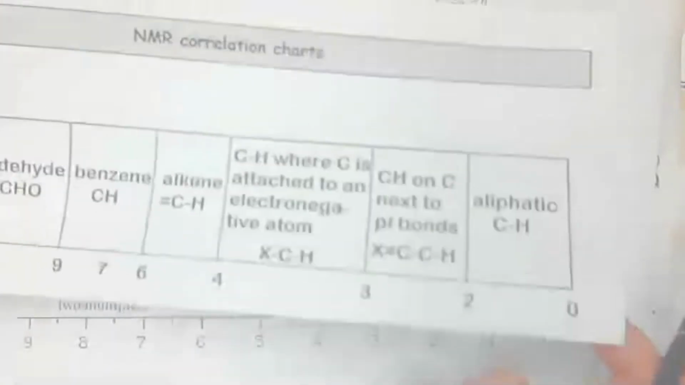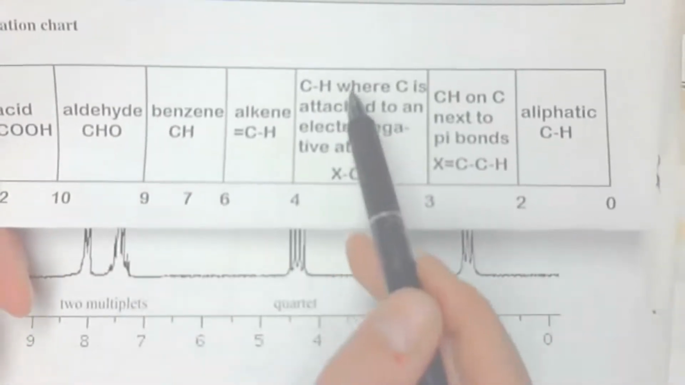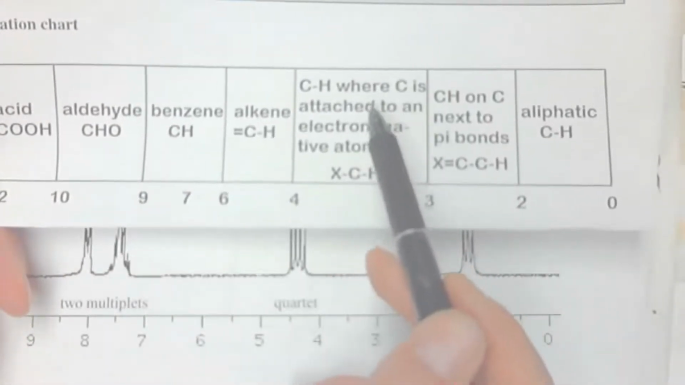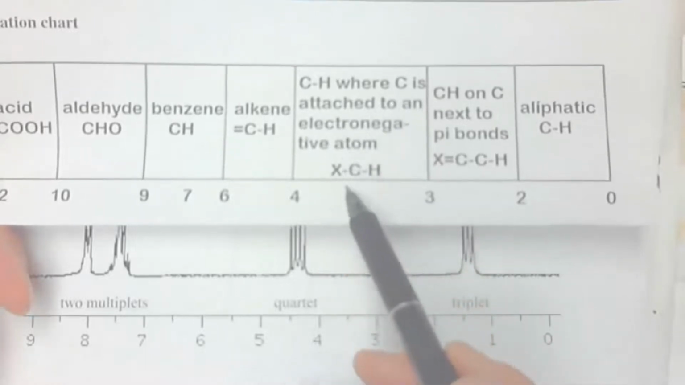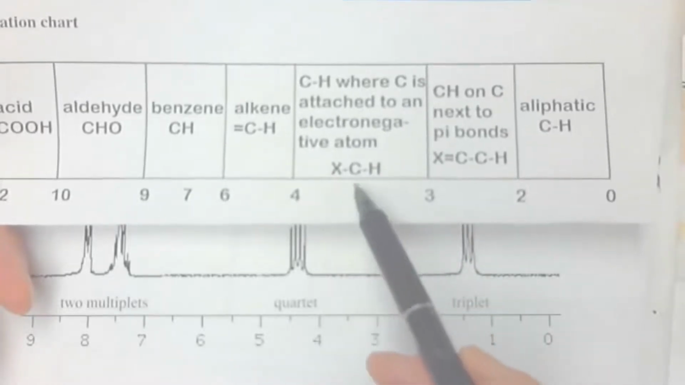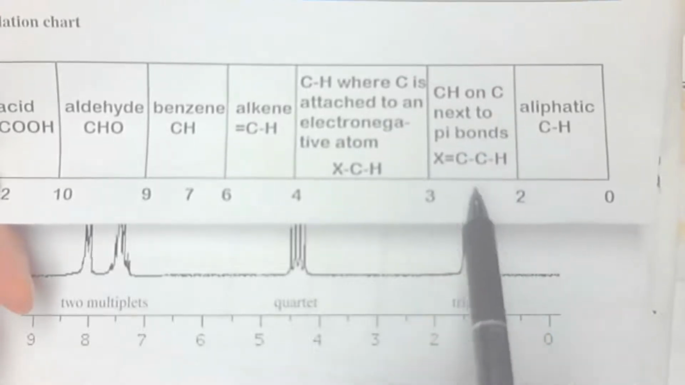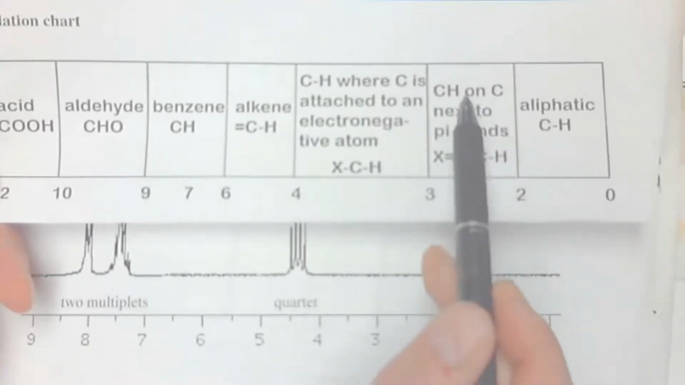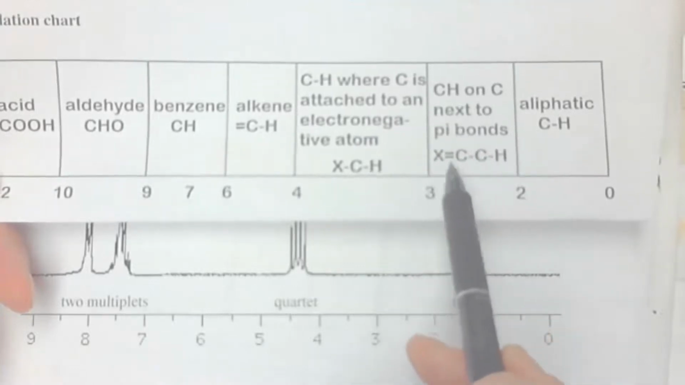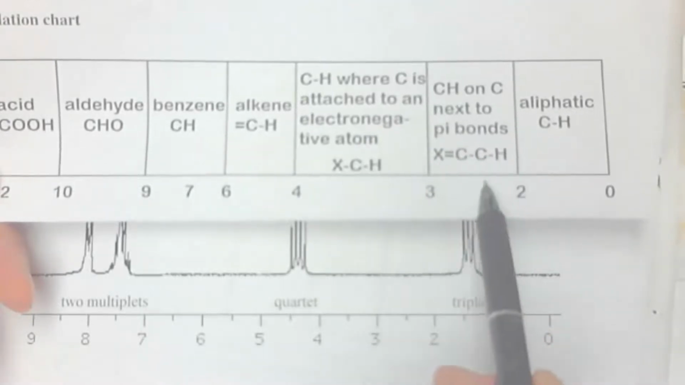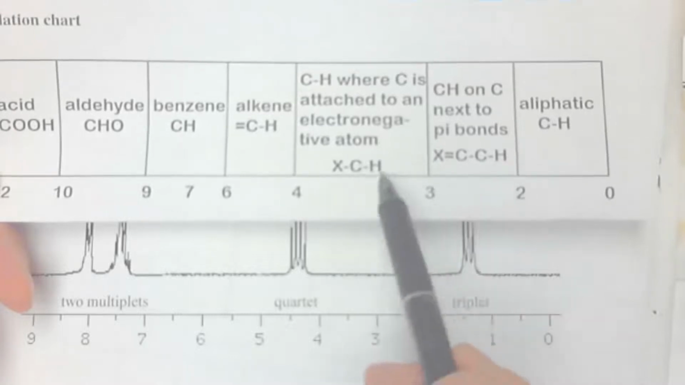So if I look at my chart, remember this? CH or CH2 or whatever, where the carbon is connected to an electronegative atom, 3 to 4 region, right? And furthermore, while we're looking at this, what is the 2 to 3 region? Usually, it's a CH on a carbon next to pi bonds, right? Because we're going to see that in a second also. Okay, so keep those in mind, right?